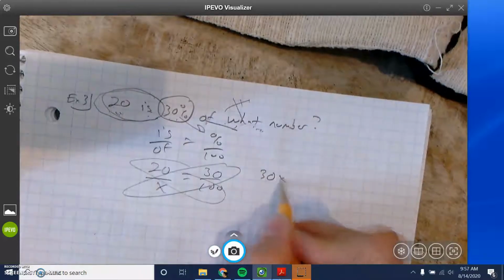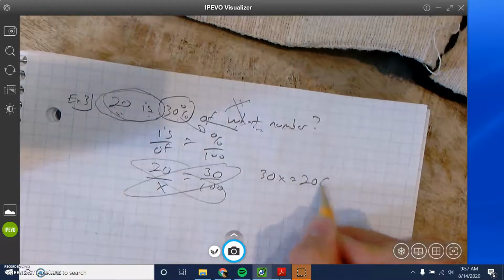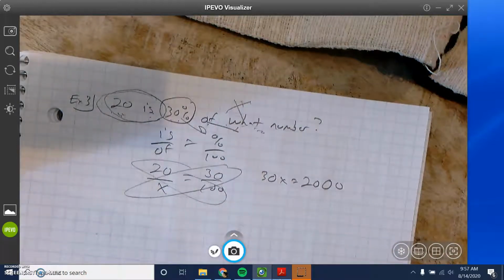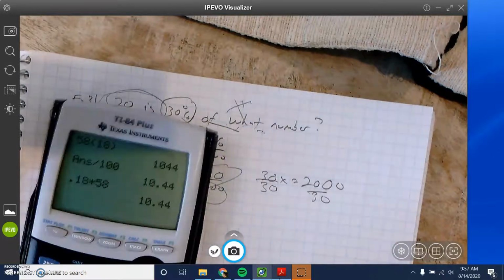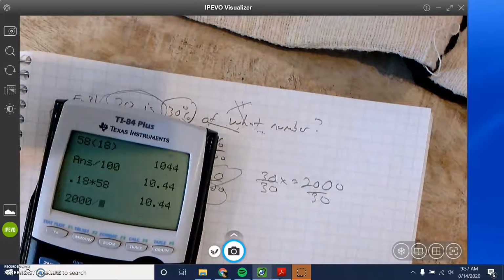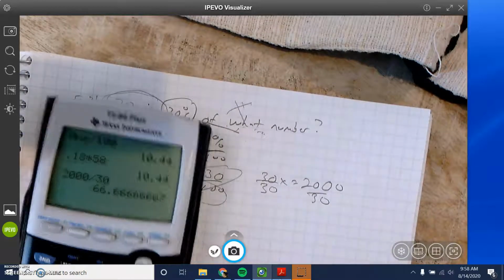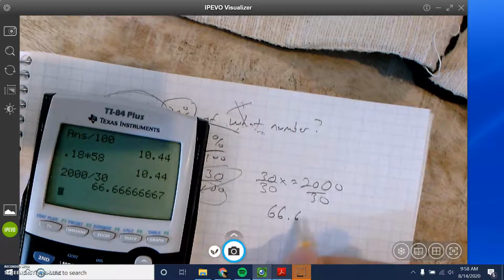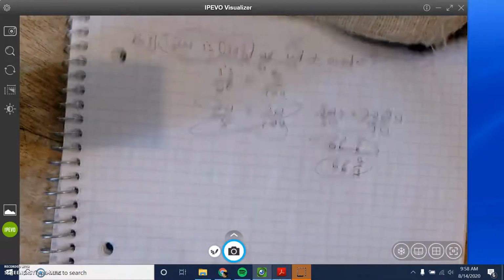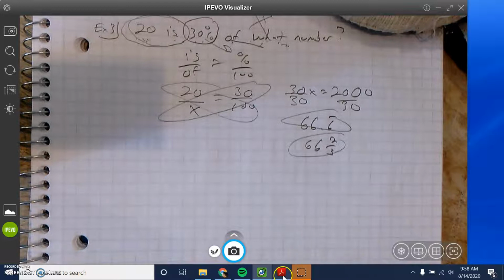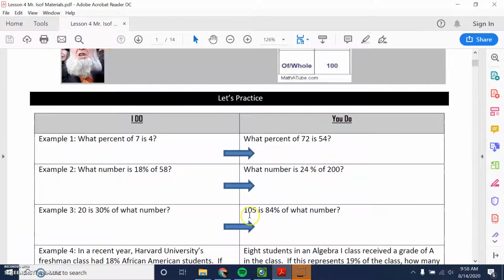So cross multiply: 30x equals 20 hundreds, which is 2,000, divided by 30. You get 2,000 divided by 30, which is 66.6 repeating, or 66 2/3. Boom, boom. Cool. All right, your turn now. So I do, you do, your turn. All right, 105 is 84% of what number? Go ahead and do it.